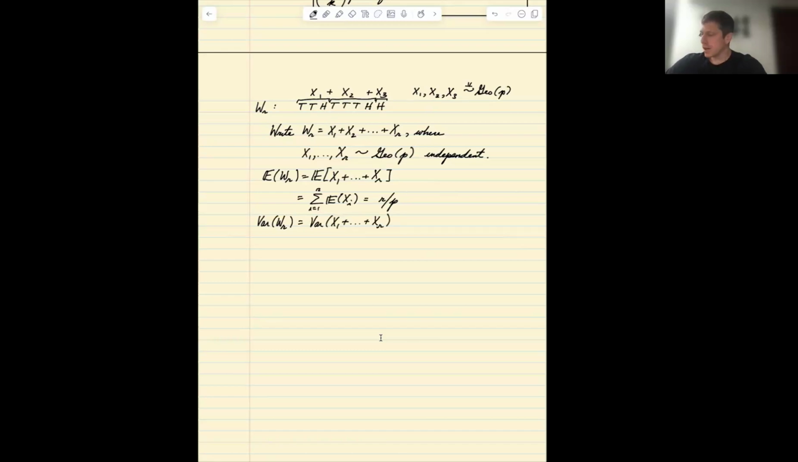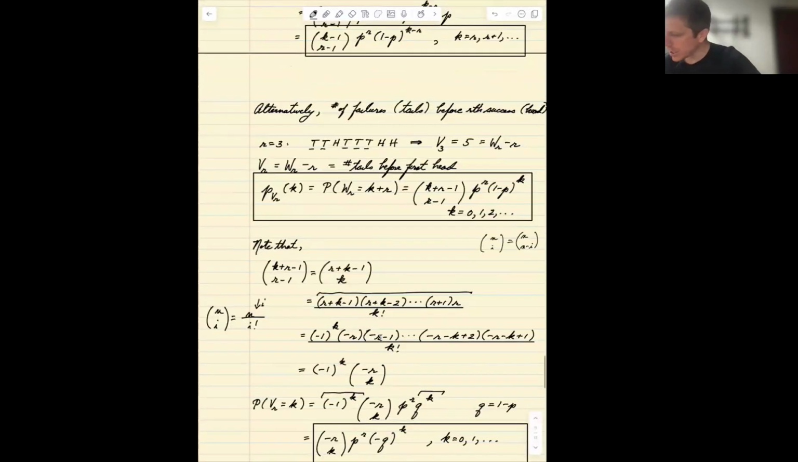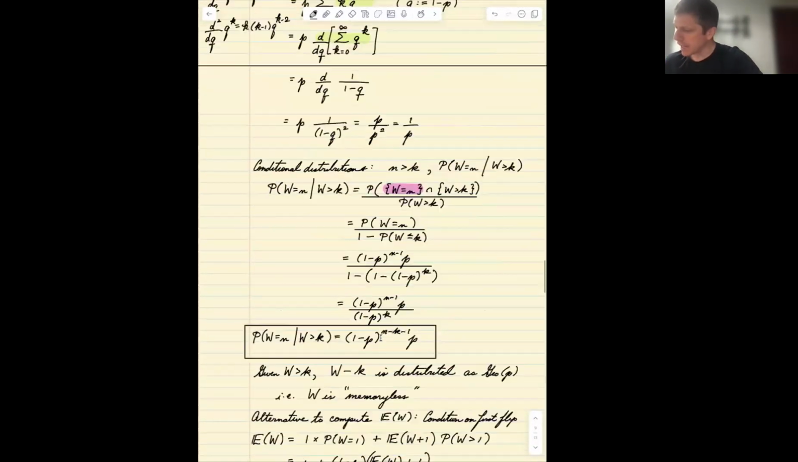The variance of the sum is the sum of the variances plus twice the sum of the covariances. Well, the covariances are 0 because we've assumed independence. That's 0, and now we just have a sum of the variances. So let's check back with what we already calculated.